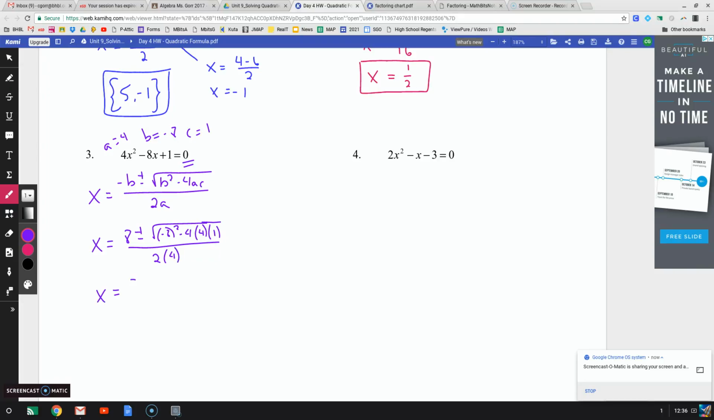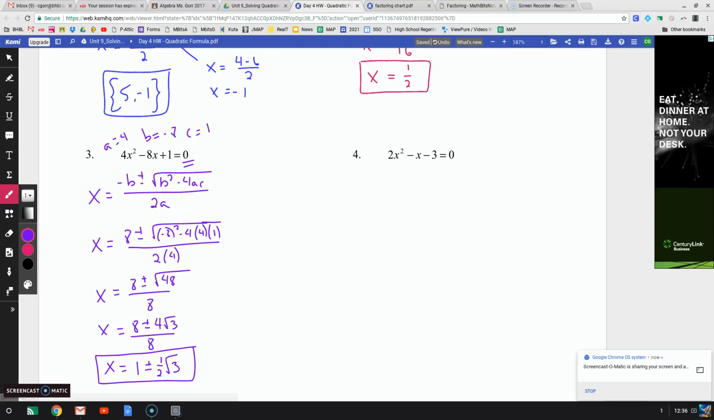Simplifying that further, underneath my radical, I end up with the number 48. Now, 48 is not a perfect square, but it can be simplified. I know that 48 is really 16 times 3, which is going to give me 4 radical 3. So now I need to simplify. 8 divided by 8 gives me 1 plus or minus, and 4 divided by 8 gives me 1/2 radical 3. So my two roots are 1 plus 1/2 radical 3 and 1 minus 1/2 radical 3. Hopefully that gets you on your way.